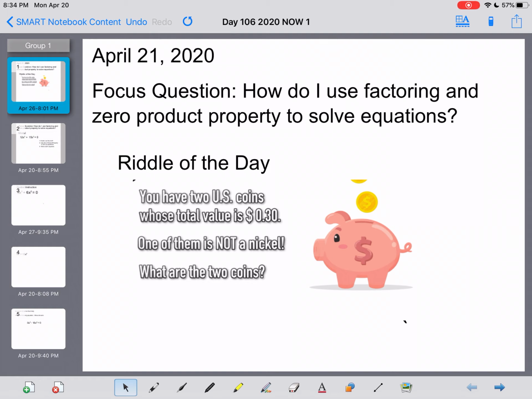So our riddle of the day is this. You have two US coins whose total value is 30 cents. One of them is not a nickel. What are the two coins? I'll let you think about that. Send me your answer on Google chat privately after the lesson today.